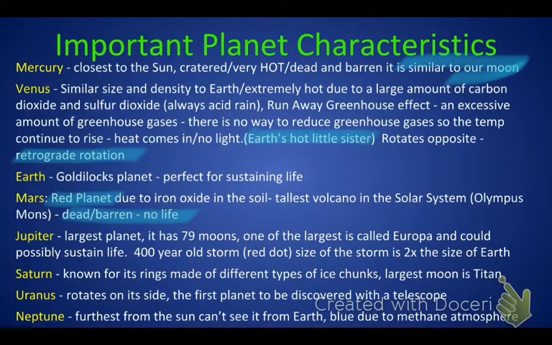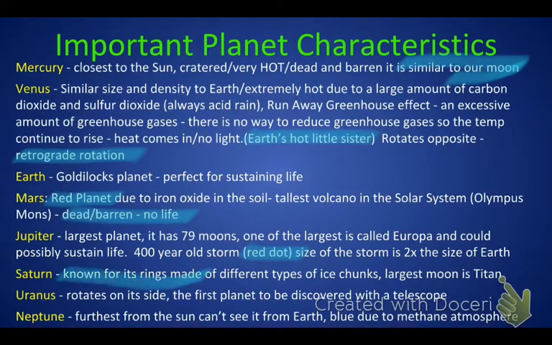Into the outer four, our Jovian planets, starting with Jupiter. It's our largest planet. The last release from NASA stated that it has 79 moons. There are a lot of different numbers out there, but that was the latest count. One of the largest ones is called Europa, and they're thinking that it could possibly sustain life. On Jupiter, there's a big red spot, which is a big storm. It's been there for over 400 years, and the storm itself is 2 times the size of the Earth.